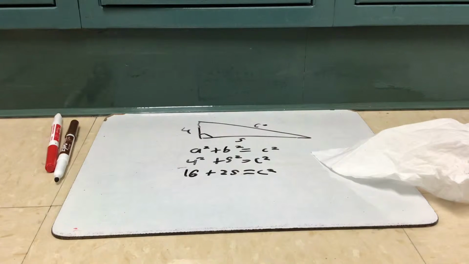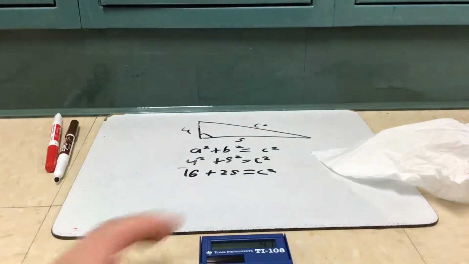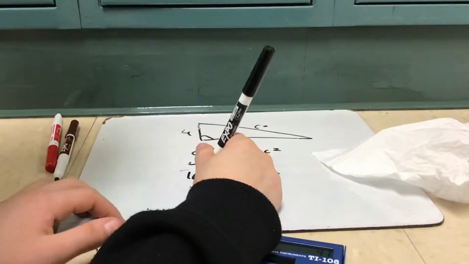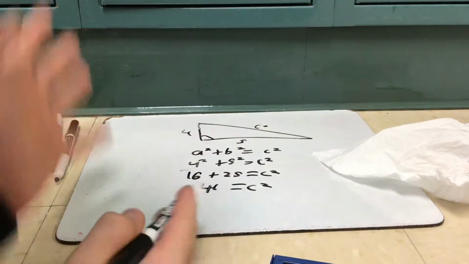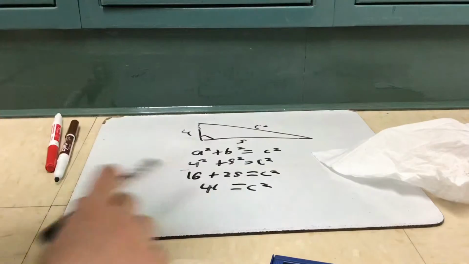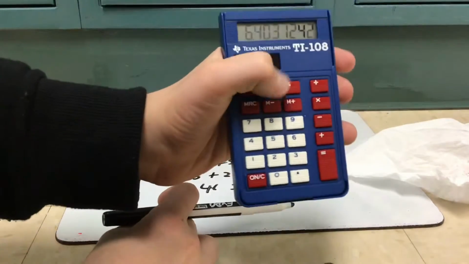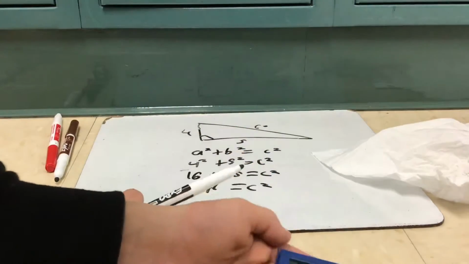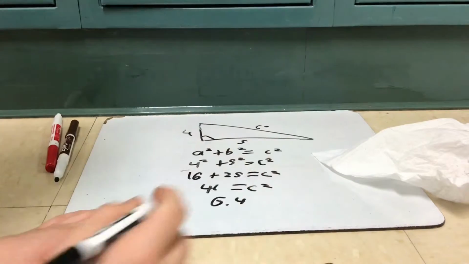Okay, 16 plus 25, you can use a calculator for this because you will be able to use a calculator for the Pythagorean Theorem. I think we get 41. With 41, we put 41 here: 41 equals c squared. And now to get c, we have to take the square root of 41, and we round to the nearest tenth, so c equals about 6.4.